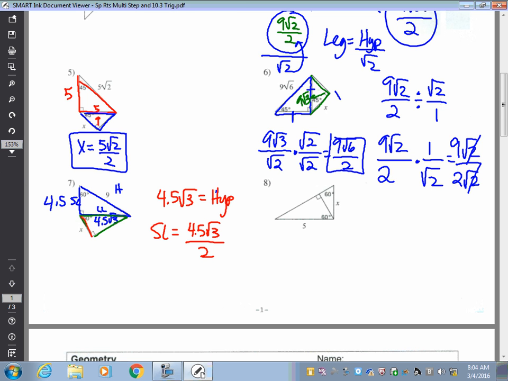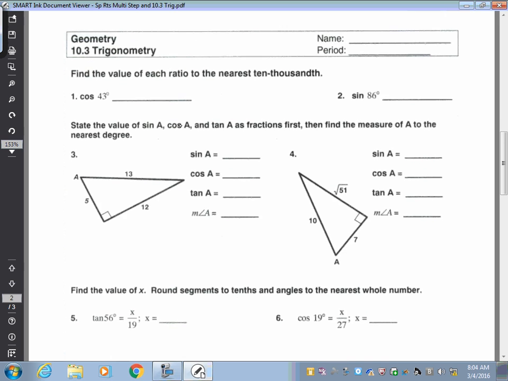All right, on the second part of your worksheet, we have what we call trig ratios, round to the nearest ten-thousandth. Basically, when we round, we are going to have 4 digits after the decimal place. Okay, so on here you're going to need a calculator.